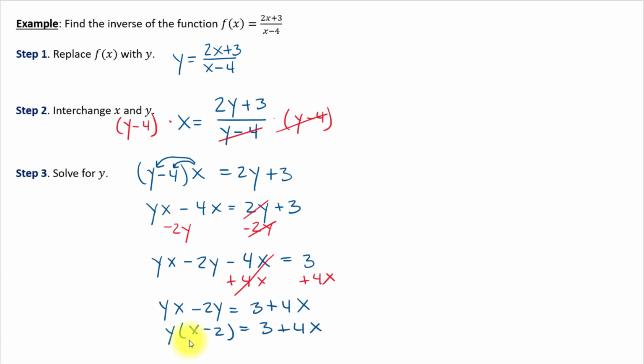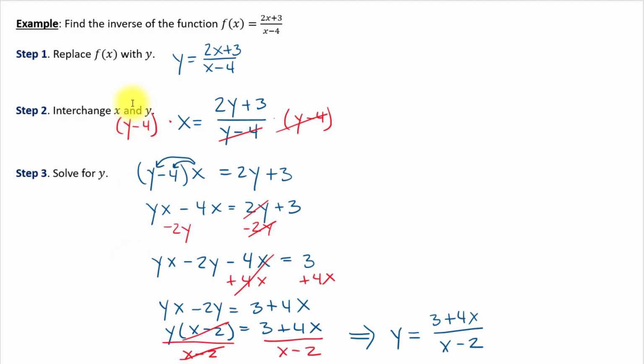And then from here, to get y by itself, we need to divide by this expression, x minus 2, on each side. Divide by x minus 2 on the left and divide by x minus 2 on the right. So that leaves y by itself on the left, y equals, and on the right is 3 plus 4x over x minus 2. So these are the steps to isolate y.